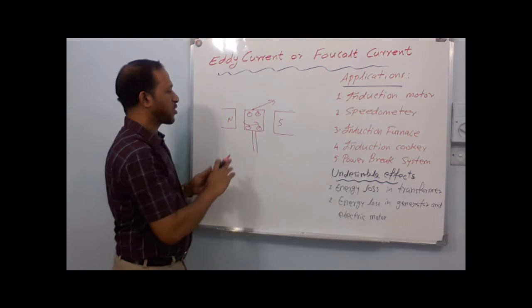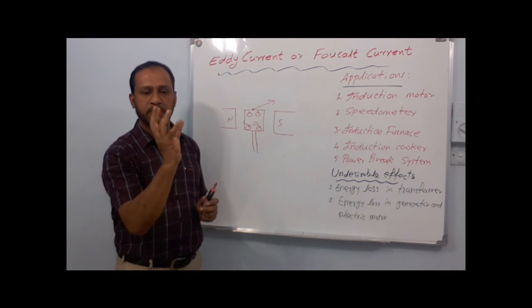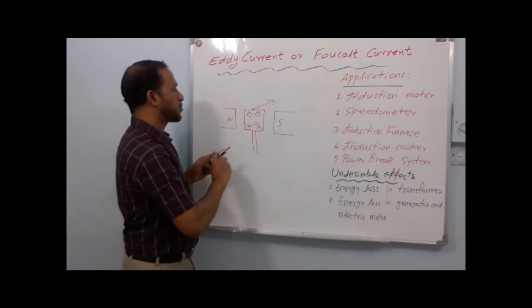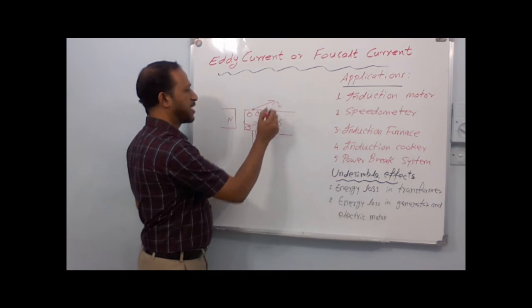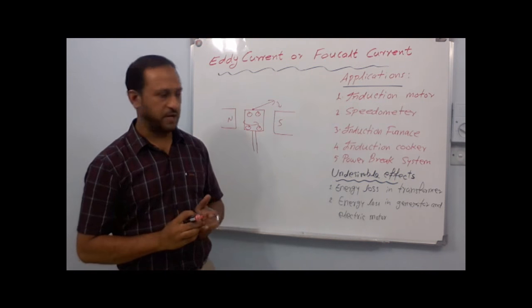It will experience a torque. Because of that torque, the aluminum drum will rotate. When the aluminum drum rotates, the needle also will rotate on the dial. It shows the speed of the vehicle.